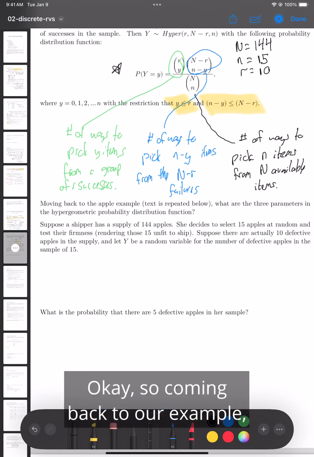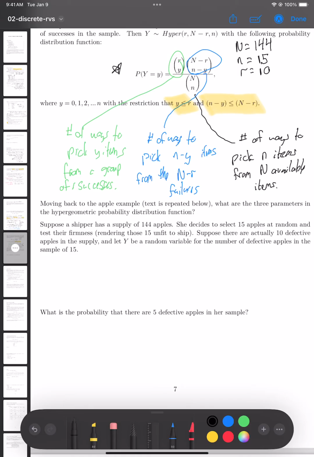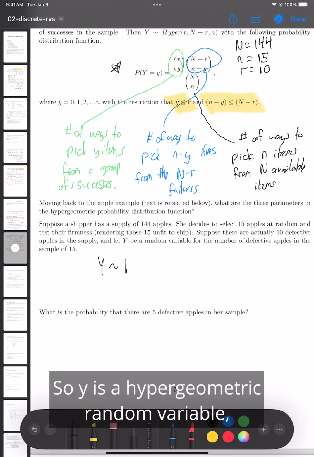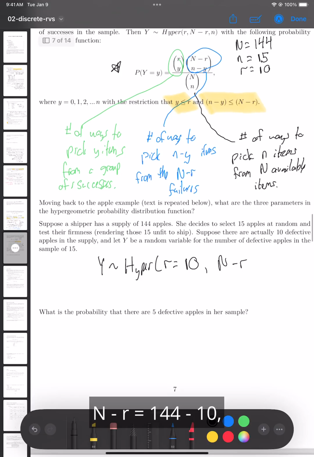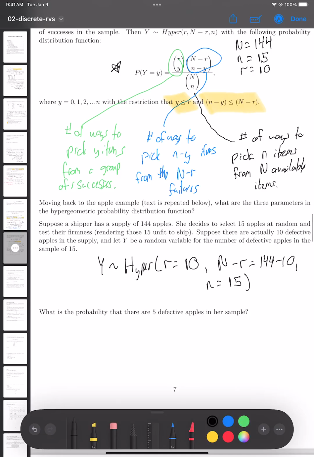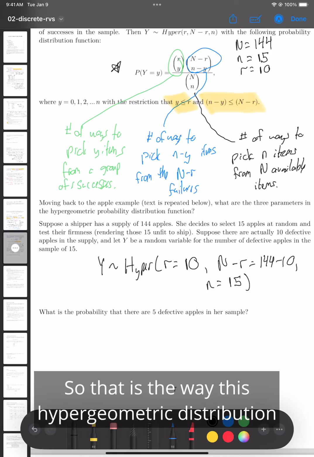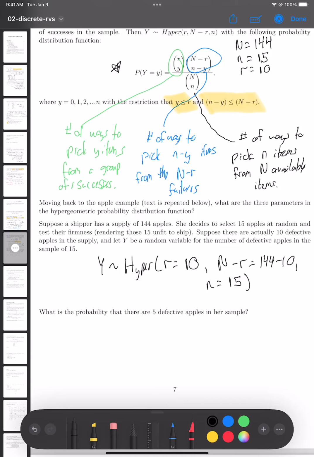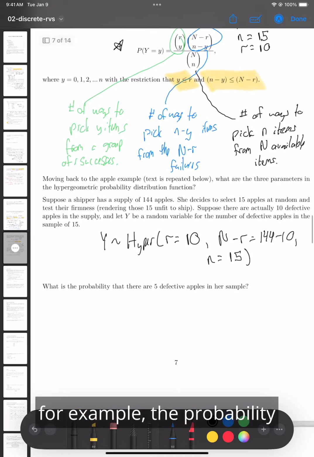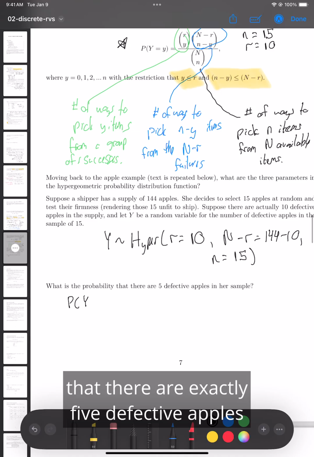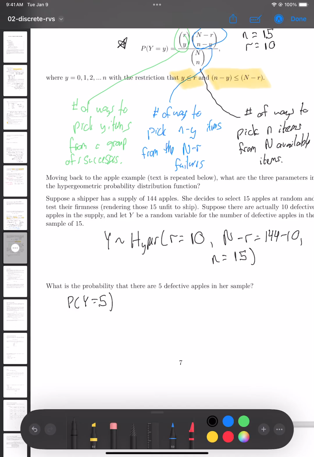Okay, so coming back to our shipping example, y is a hypergeometric random variable, and r is equal to 10, capital N minus r is equal to 144 minus 10, and lowercase n is equal to 15. That is the way this hypergeometric distribution is parameterized. We could use this to figure out, for example, the probability that there are exactly 5 defective apples in the sample of 15. So the probability that y is equal to 5.